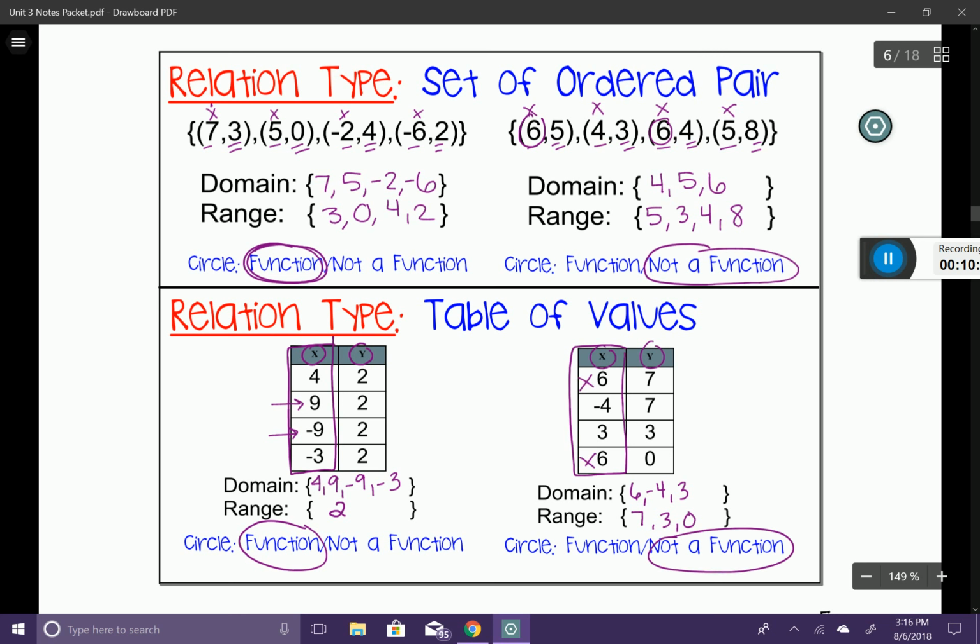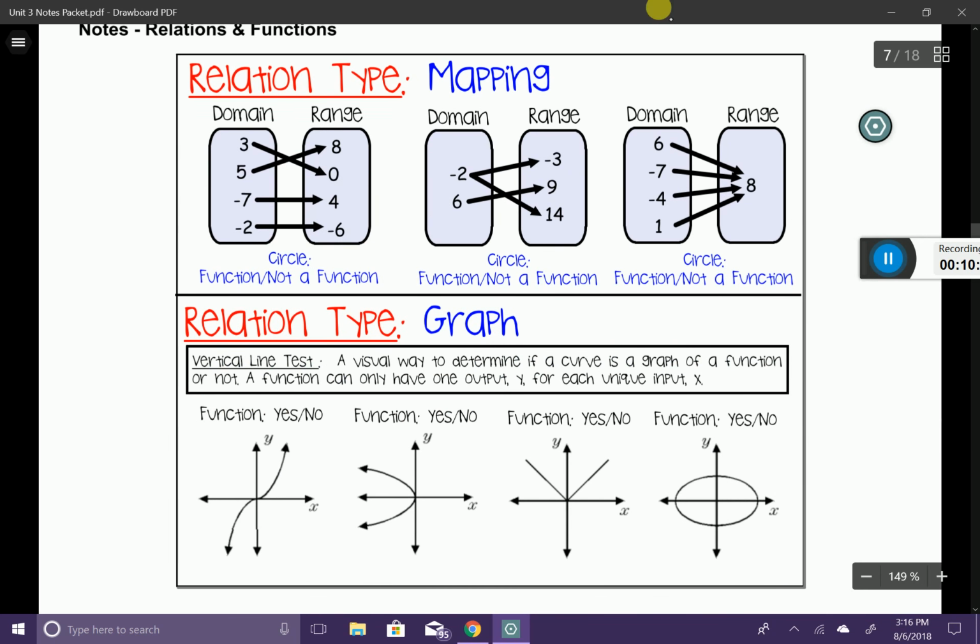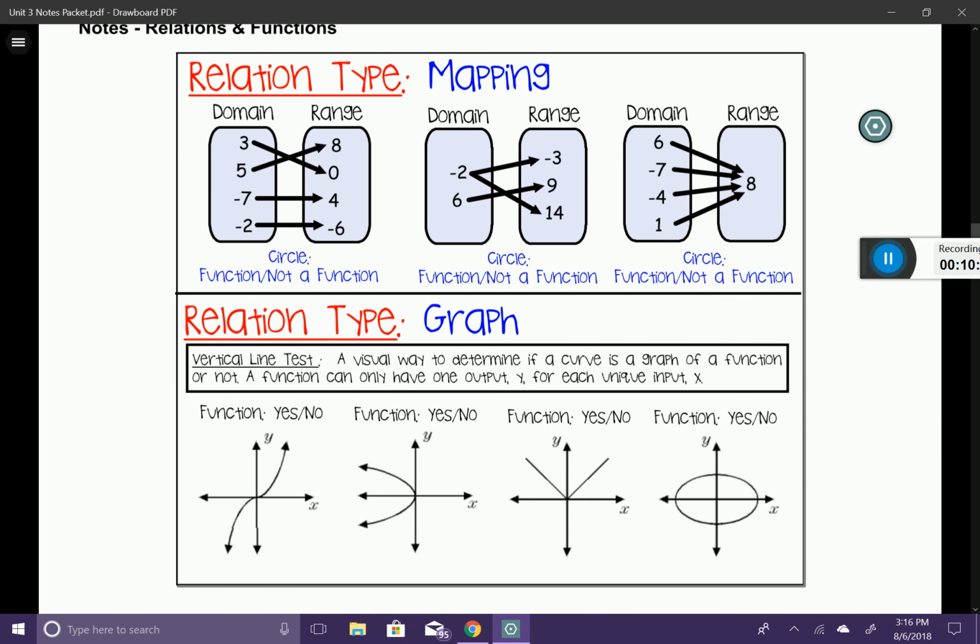Okay, so we've looked at the relation type of a set of ordered pairs and a table of values, and I still have 2 more for you. This is called a mapping. A mapping is basically 2 ovals or egg-shaped figures, and the left-hand side of the figure is always going to be the domain, or the x values, and the right-hand side is always going to be the range, or the y values.